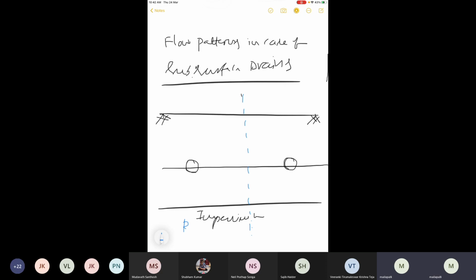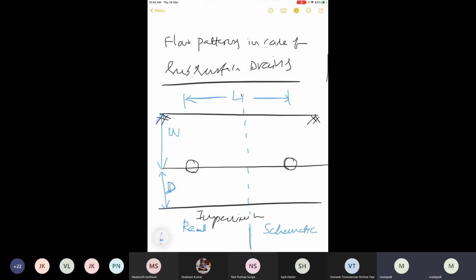Let's say this is how the pattern looks in a real field, and this is a schematic for deriving equations. So we are making the complex things simple so that the derivation will be easier. L is the length between two drains. From the top to the drain base is capital W, and from the drain base to the impervious layer is capital D.